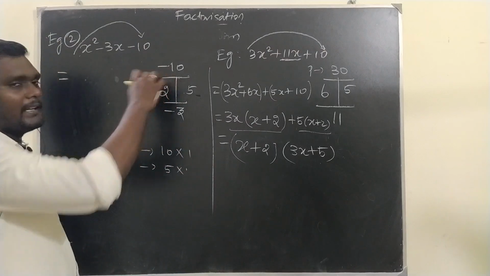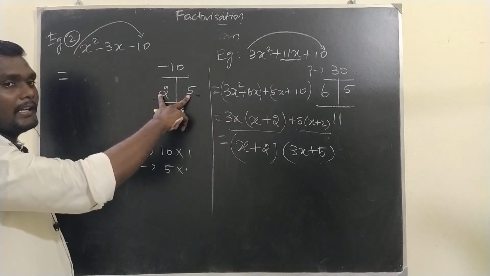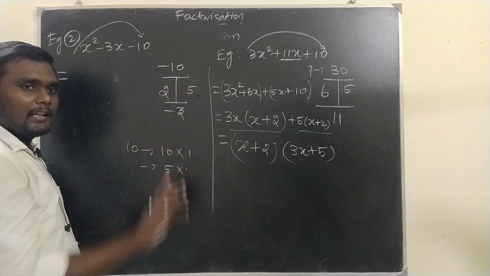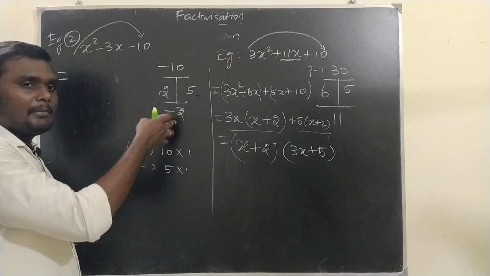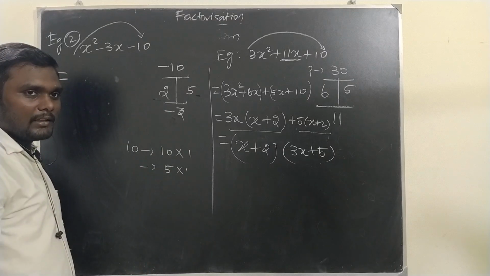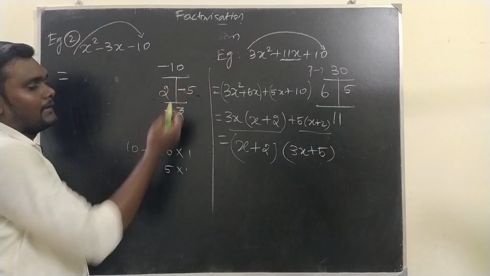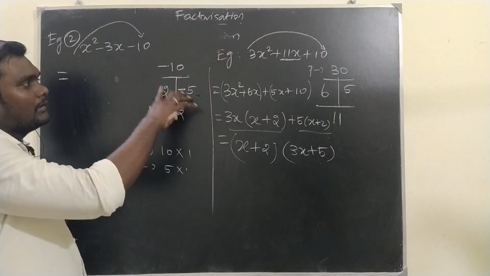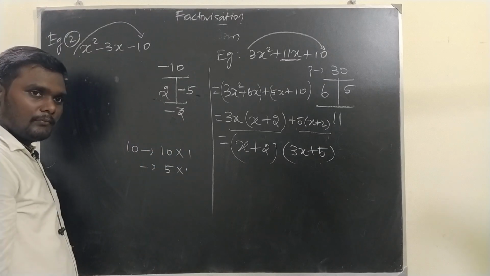Also, we will not get minus 10, so there should be some adjustment. As the product is negative, either of the numbers is negative. Which number is negative? Look at the sum. When the sum is negative, the bigger number has the negative sign, isn't it? So the bigger number has the negative sign. Multiply this, you will get minus 10. When you add this, you will get minus 10.